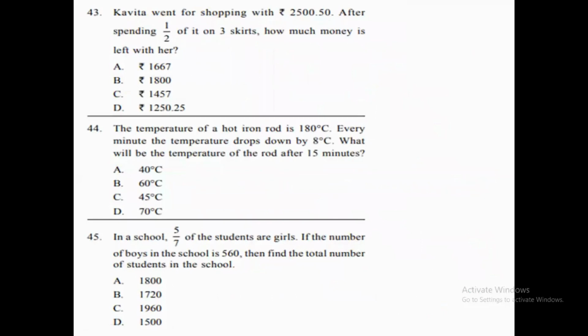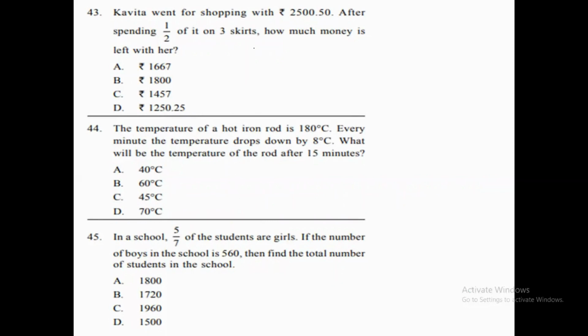So now we are having our next question, which is question number 43. Question number 43 is saying that Kavita went for shopping with rupees 2500 and 50 paisa. Now after spending 1 by 2 of it on 3 skirts, how much money is left with her? Okay, we need to find that. So how are we going to do it?